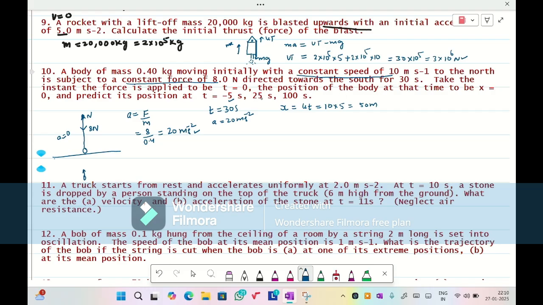So now at t equal to 25. If you see, from minus 5 to here 0, this is minus 5 seconds to 0.